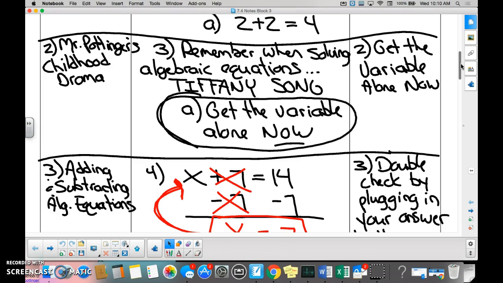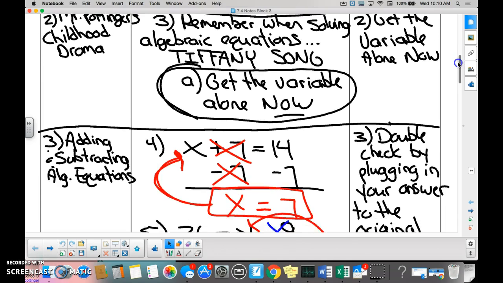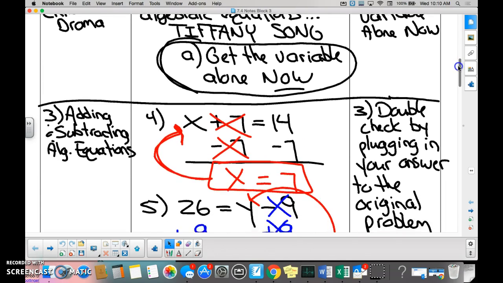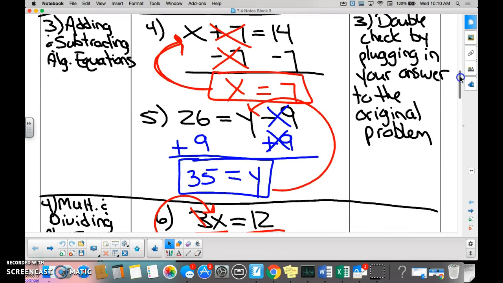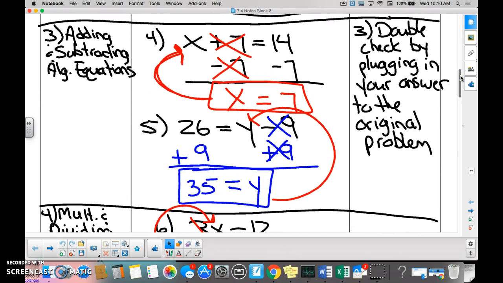You're going to get the variable alone now, which is how you're going to solve all of our algebraic equations. And I don't care if you're talking about the basic ones we're starting with, or at the end of next year when you're solving very complex algebraic equations. Your ultimate objective every single time is to get the variable alone. Number 3 gives you a couple of examples of adding and subtracting equations. As you can see, we are working on getting the variable alone by using inverse operations.